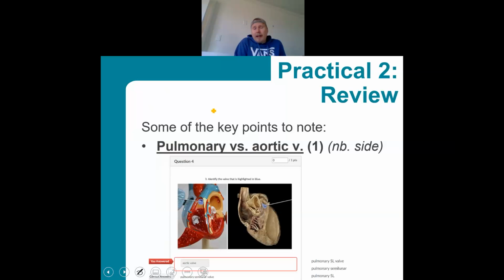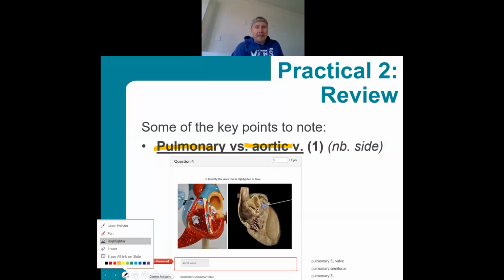So the other one that I do want to make sure that we're really familiar with, this in general wasn't a huge challenge, but I just want to ensure that we're all on the same page again. So make sure when we had the question where I was asking you to tell apart the pulmonary and aortic valves, that you remember which one comes from which chamber, which ventricle.